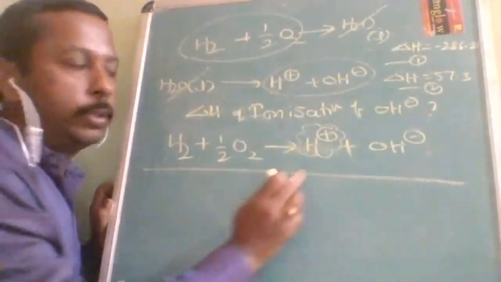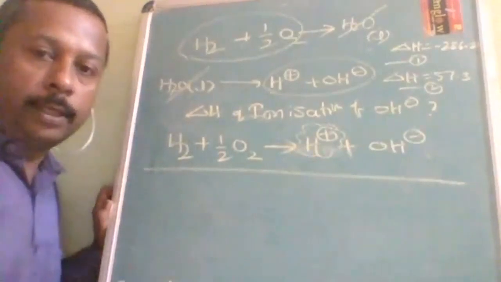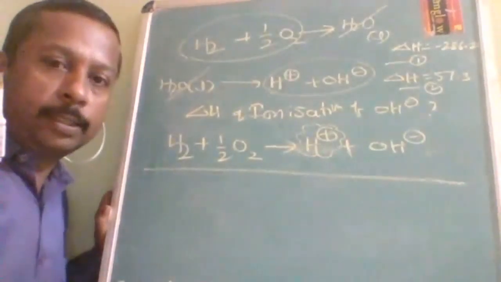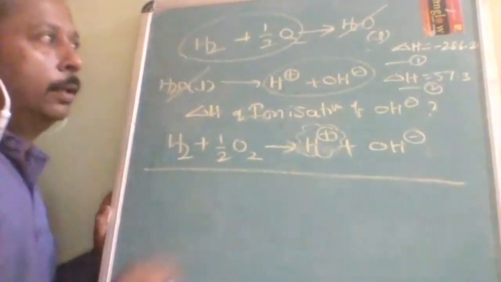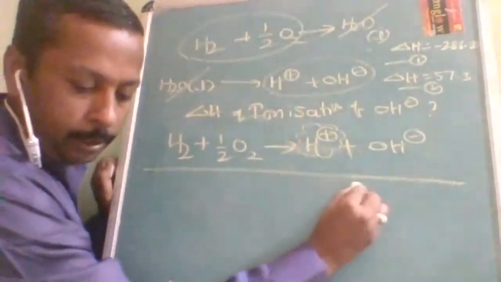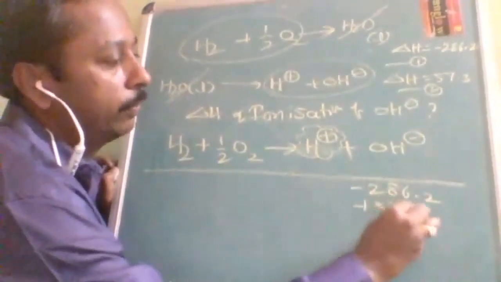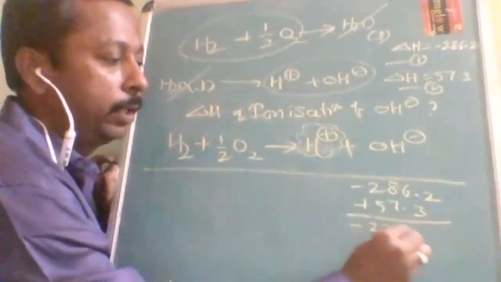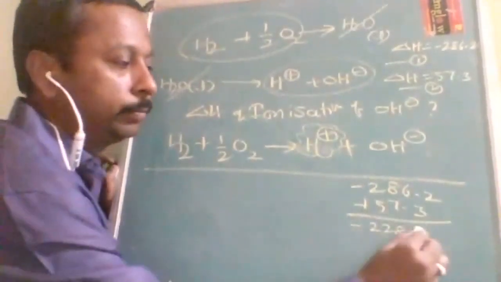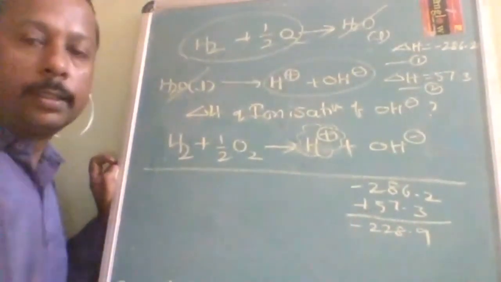Okay, so if you have the idea that H plus formation is 0, then this question is very easy. Small points sometimes make a lot of difference. Okay, so the value will be minus 286.2 and plus 57.3, and the difference you are going to get is minus 228.9. Okay, like this is the answer.